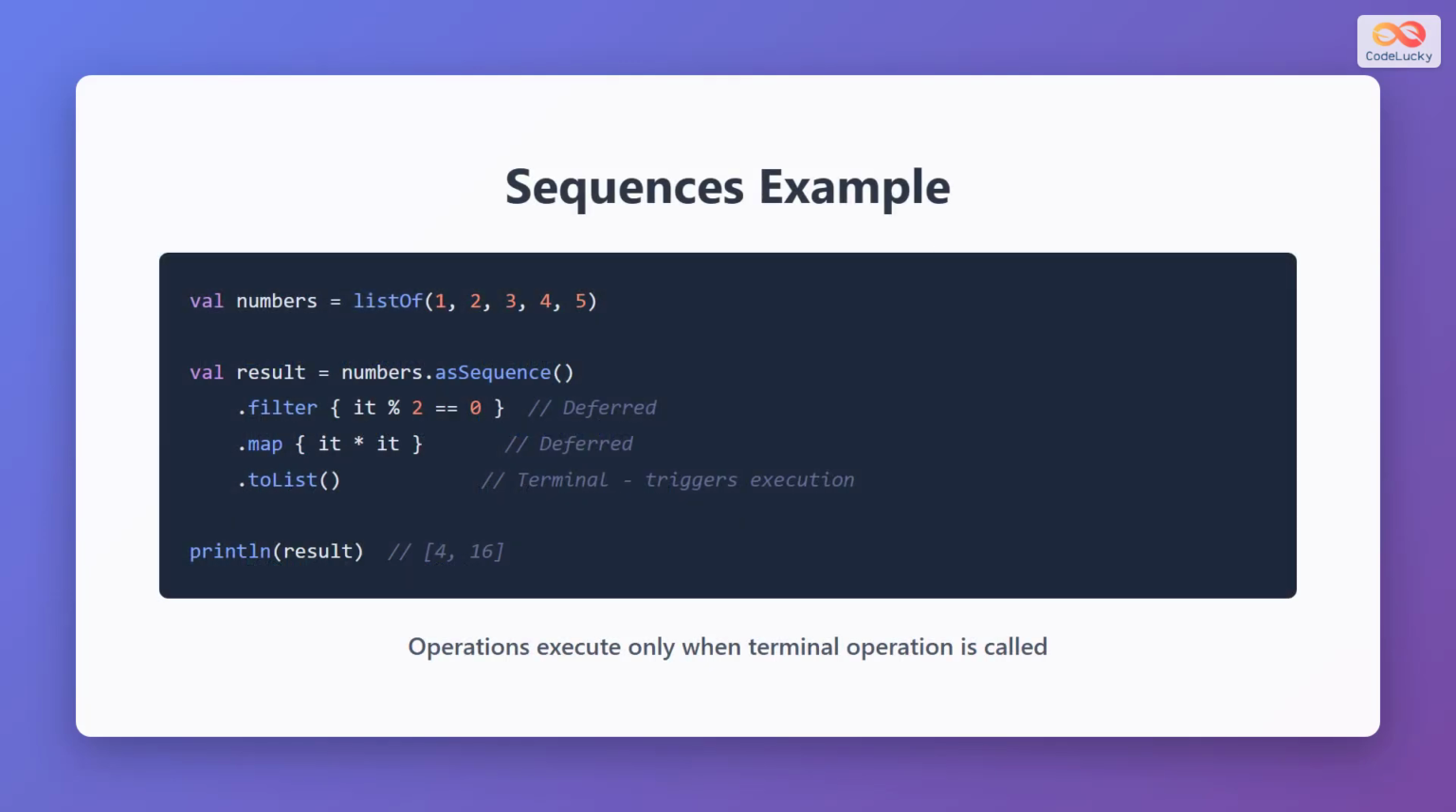Let's see sequences in action. We convert our list to a sequence using asSequence. Now, when we call filter and map, nothing happens yet. These operations are deferred. Only when we call toList, which is a terminal operation, does the actual computation begin. Each element flows through both filter and map before moving to the next element. No intermediate collections are created.